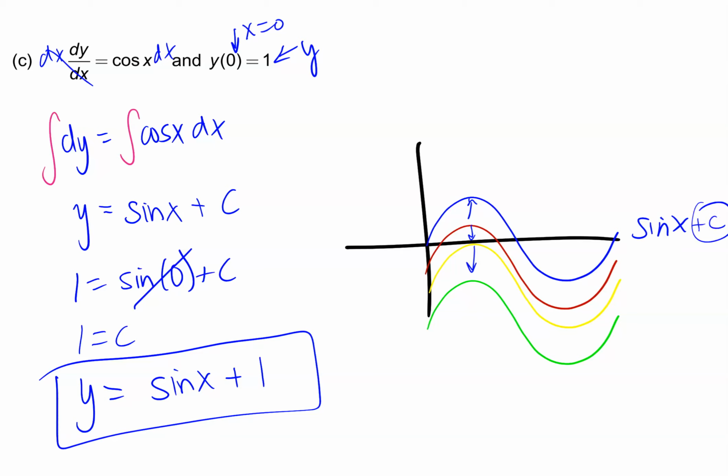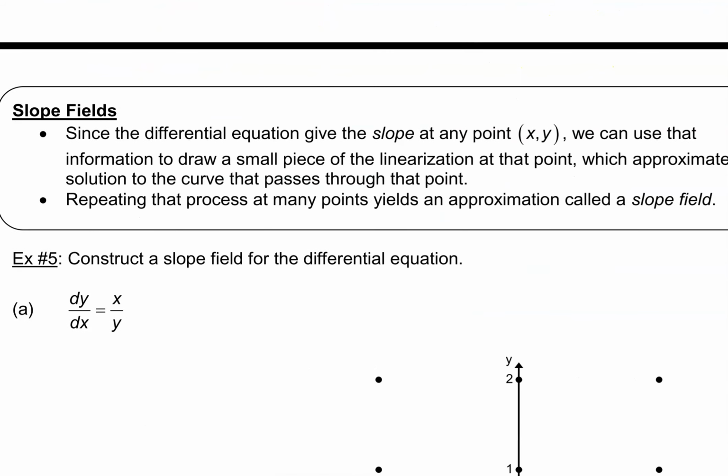Do I have a vertical shift up or down? By solving for c, we say, yes, this is the one. Everything is shifted up by 1. Try to make sure we understand that.